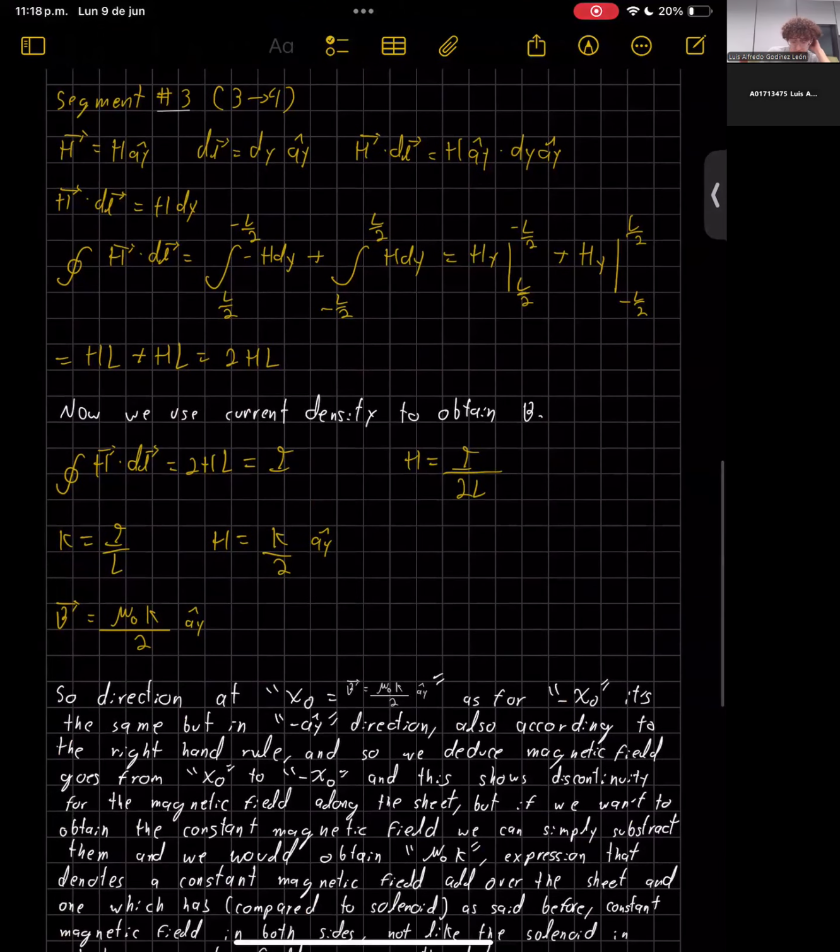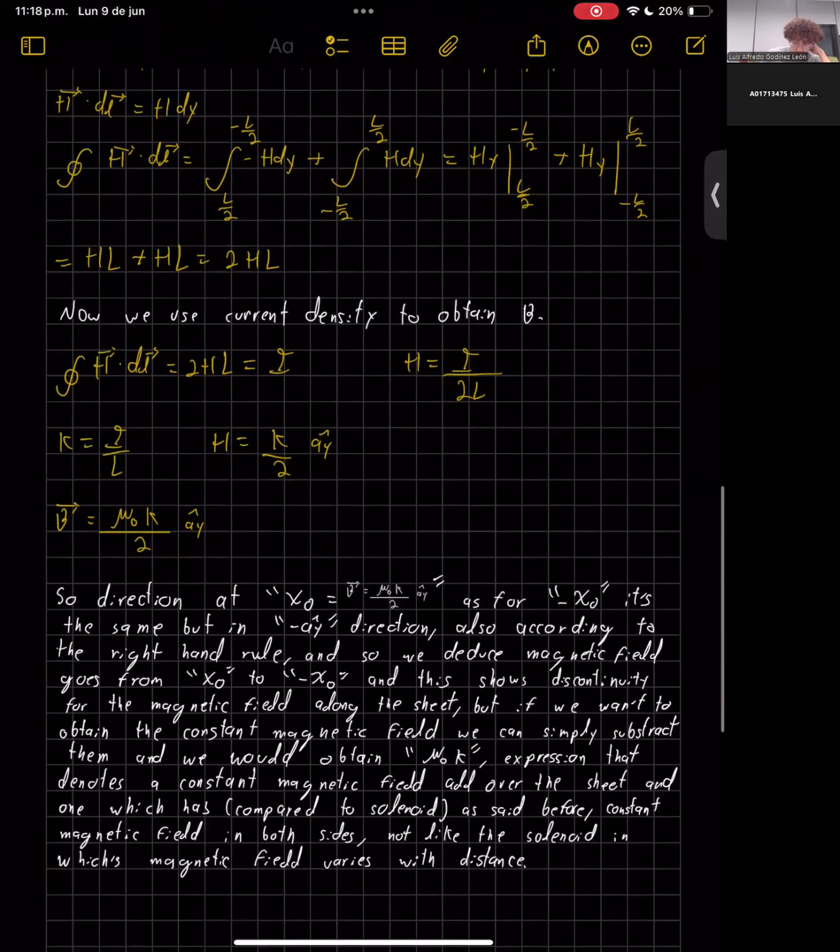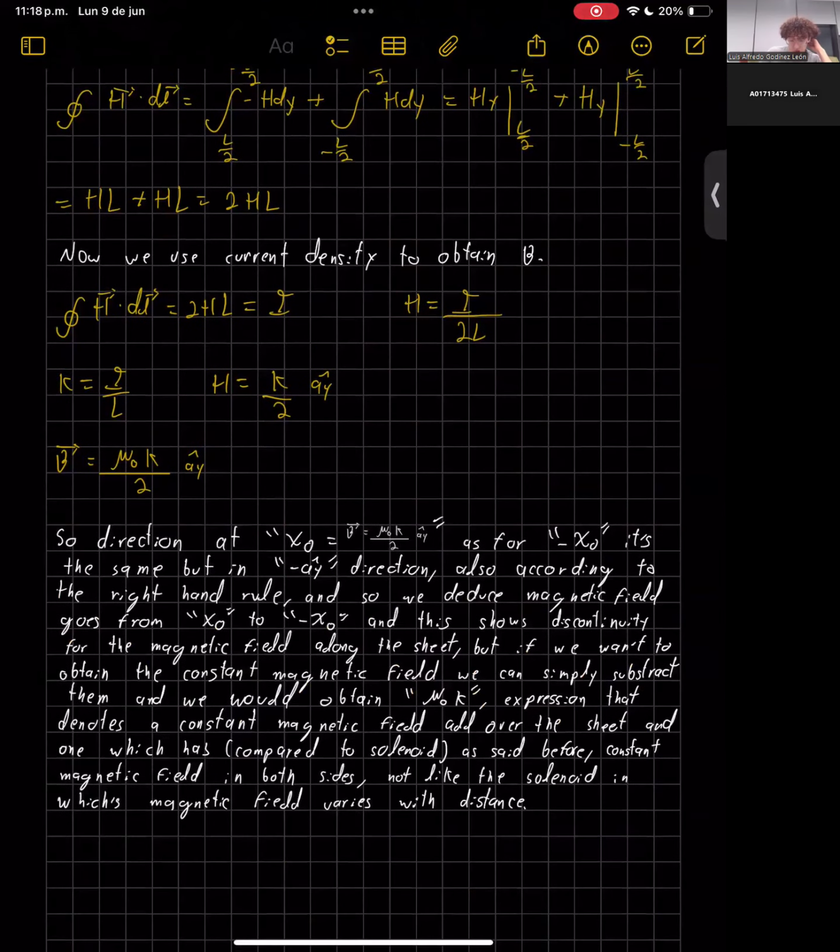Then we use the current density to obtain this final formula. And so the direction at x equal to 0, well, at x0, is that equation over there. As for minus x0, it's the same, but in the other way, so in the negative y direction, also according to the right-hand rule. And so the magnetic field goes from x0 to minus x0, and this shows a discontinuity for the magnetic field along the sheet.